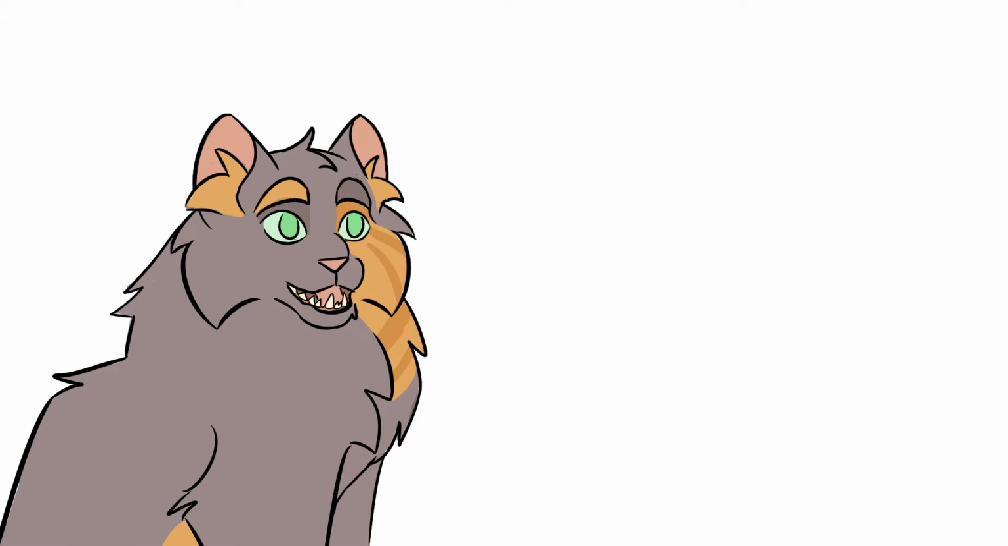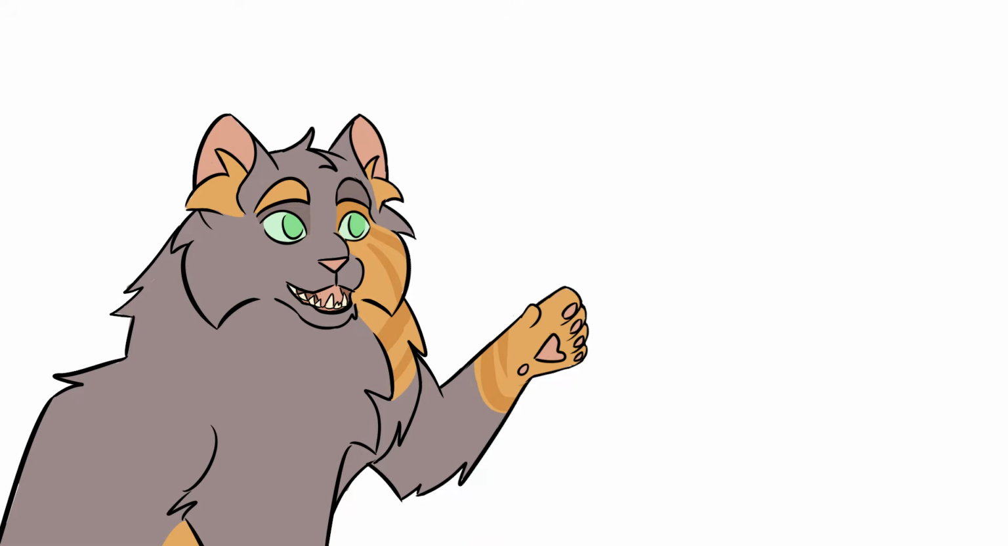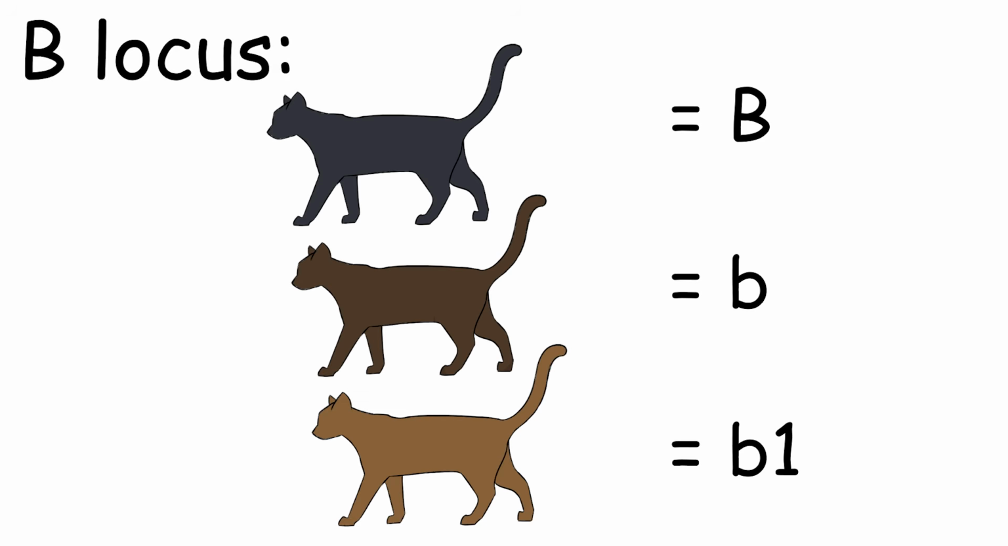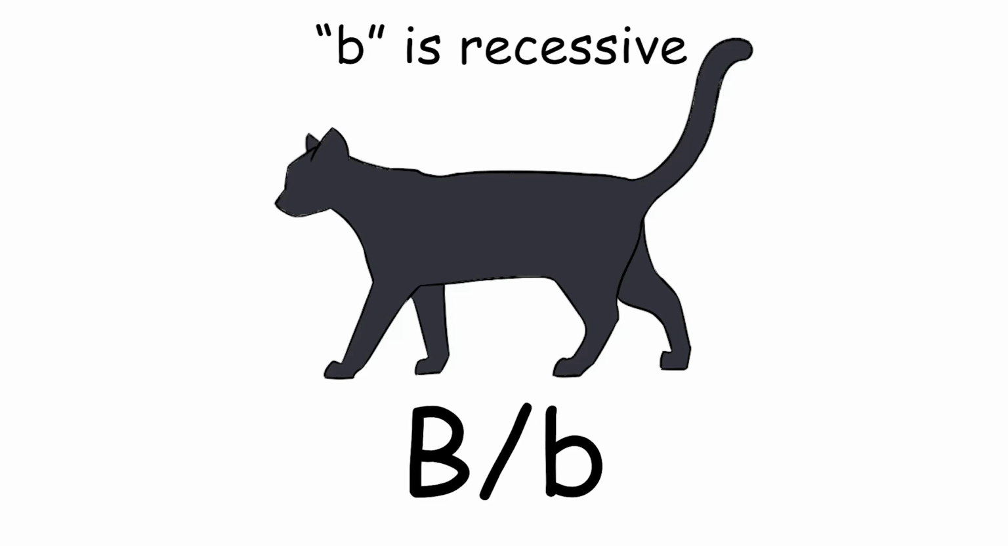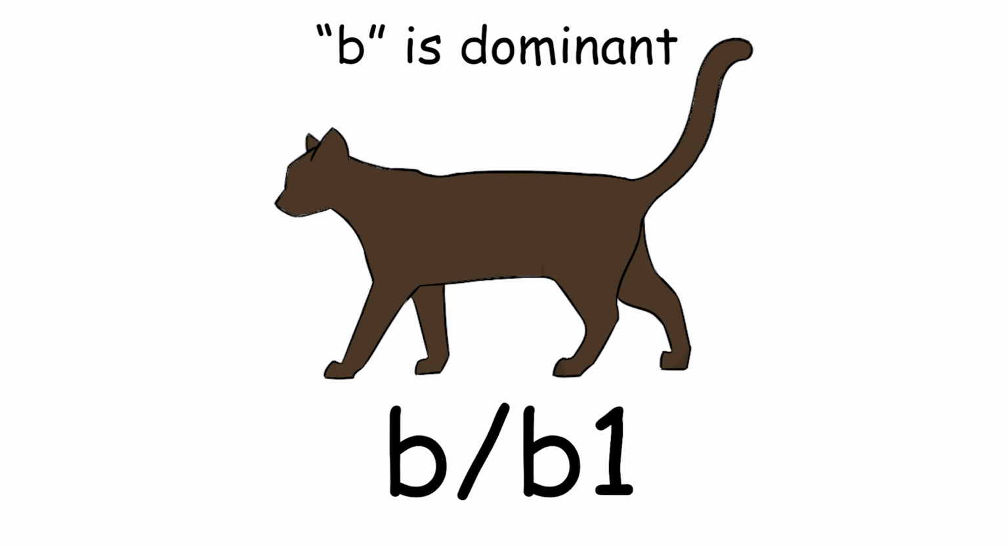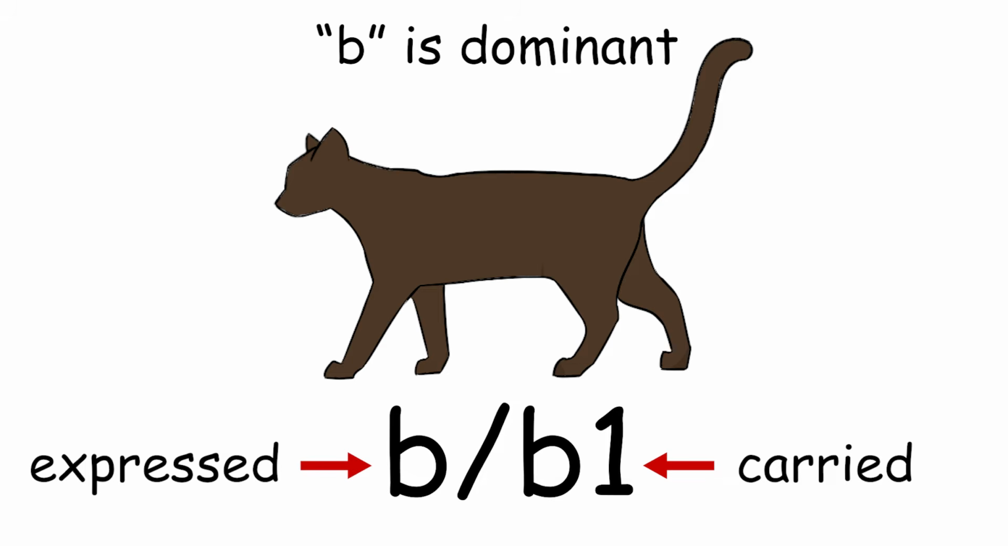Alleles aren't inherently dominant or recessive. Rather, alleles associated with a locus have a dominance order. Let's take a look at the black locus again. Uppercase B, little b, and B1. Little b, which codes for chocolate, is recessive to capital B, but dominant to B1. So if the cat is capital B, little b, chocolate is recessive and doesn't get read. The cat is not chocolate. But if the cat is little b, B1, chocolate is dominant and it gets read, and the cat is chocolate. The allele that gets read is expressed in the phenotype. The allele that doesn't get read is carried.